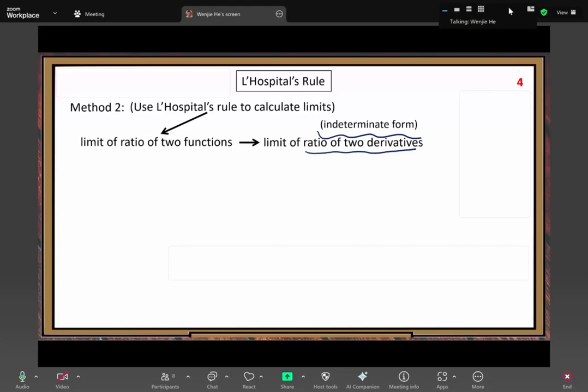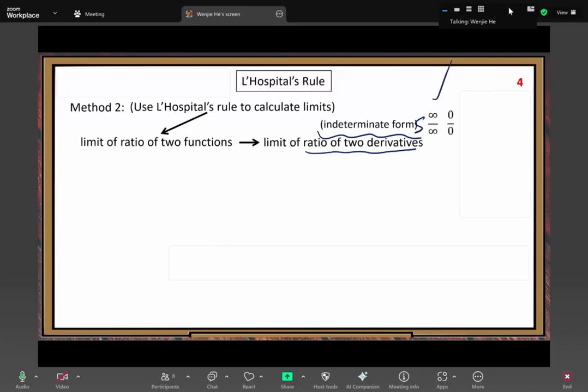Indeterminate forms. You have many indeterminate forms. One commonly used indeterminate form is infinity over infinity. When your variable goes to infinity, the numerator goes to infinity, and the denominator also goes to infinity. This is the first form of indeterminate form.